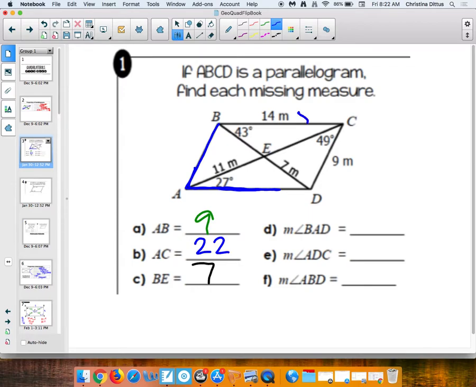I know for a fact these are parallel lines, right? Meaning that this little thing crashing through is the transversal. So what do I know about this angle and this angle? What do we call them? Alternate interior. So this one has to be 49. So 49 plus 27, that whole angle is 76.